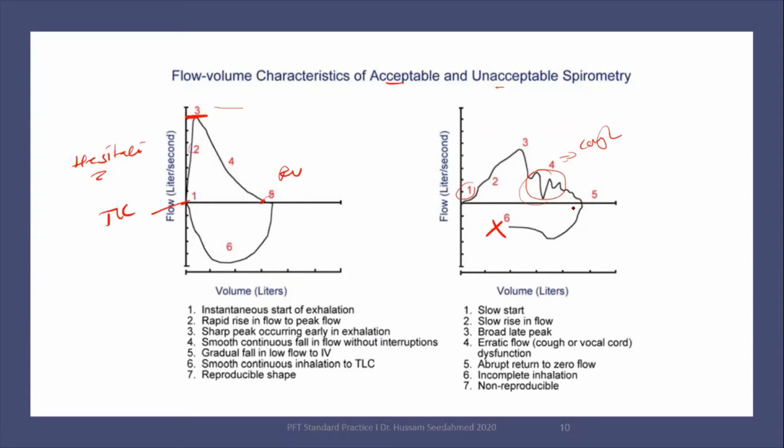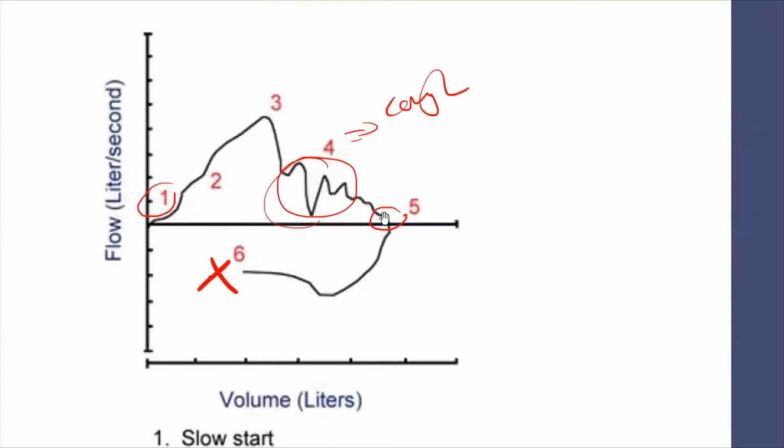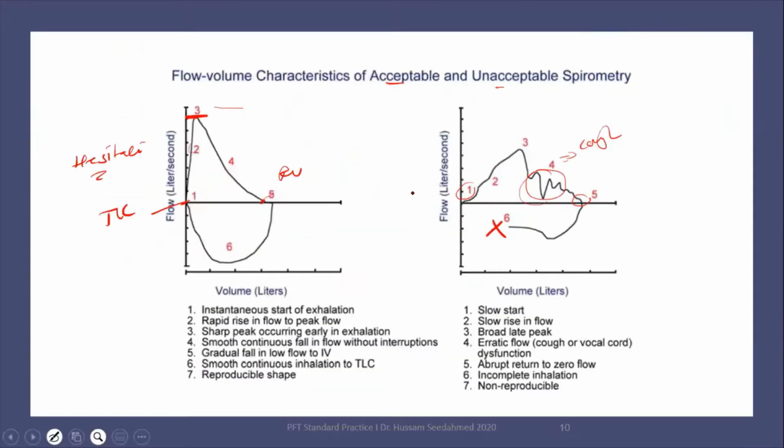Number five, if you notice here, look at this. This is a rapid decline to zero. It should not be rapid. Usually, for example, if you decline, after a while you find it going down like this. This is a rapid decline to zero, and it is also unacceptable. This is unacceptable due to, for example, glottic closure. So these are the important characteristics of the flow volume loop and what makes it unacceptable.